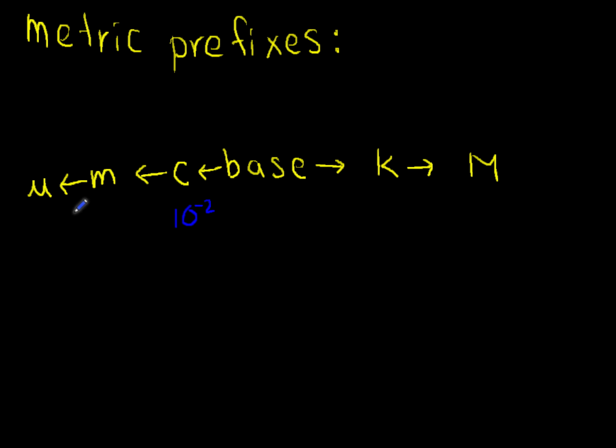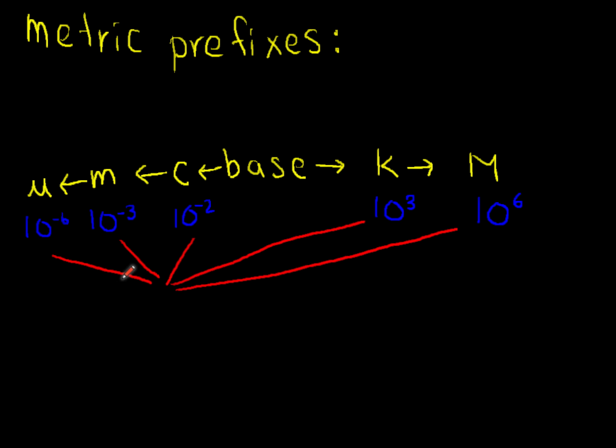Centi is 10 to the minus 2 of the base. Milli is 10 to the minus 3, and micro is 10 to the minus 6. Kilo is 10 to the 3, and mega is 10 to the 6. These 10 to the numbers represent the metric conversion factors. We'll use these conversion factors to turn prefixed units into the base unit and base units into prefixed units.